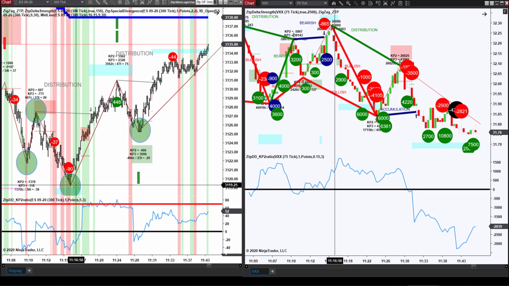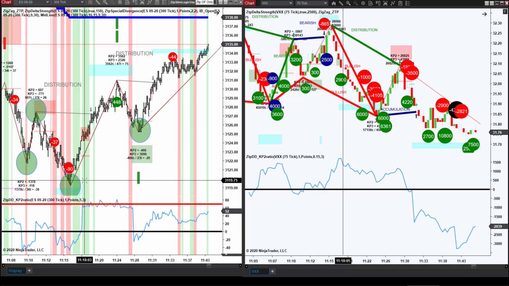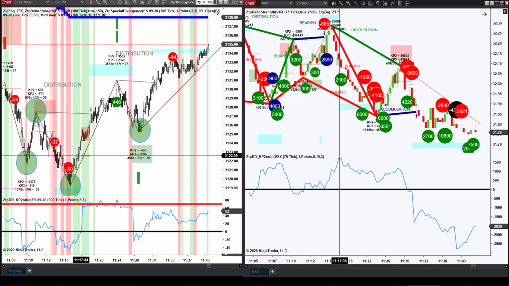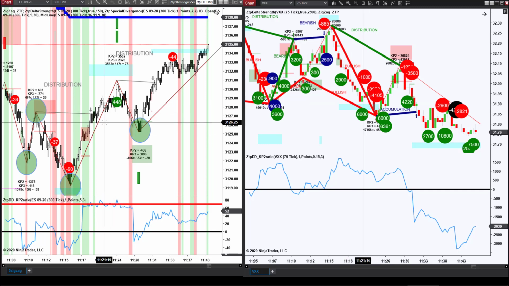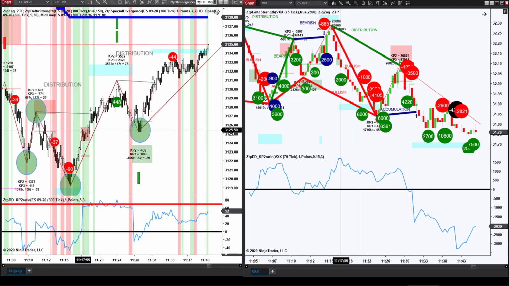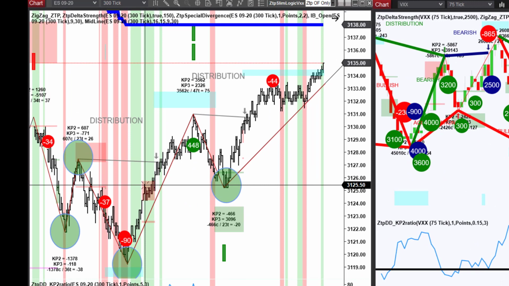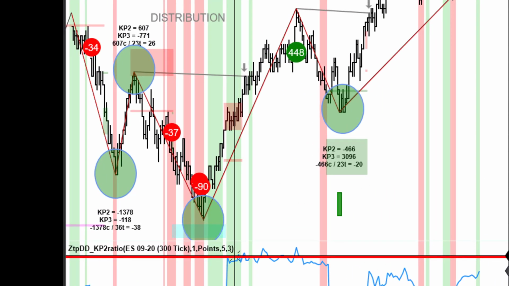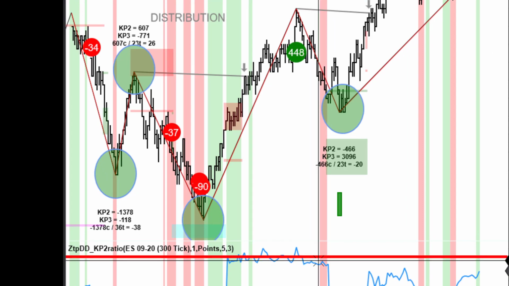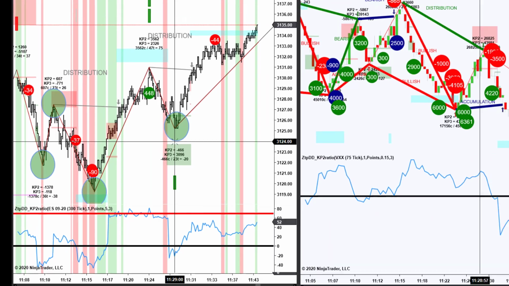And as you can see, as price rose, the VXX just continued to drop, and that's why we received no sell signal here. Now, we wouldn't want to be selling this because we would be in a strong trend reversal. And again, look at what the KP2 ratio is doing. It's going straight sideways. So that's something we don't want to get involved with.